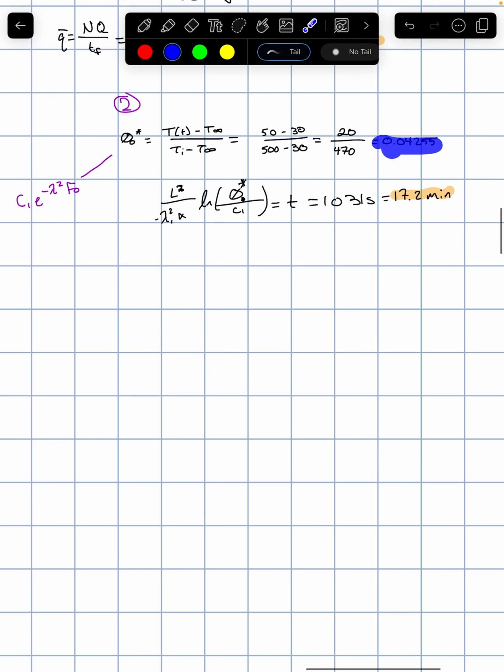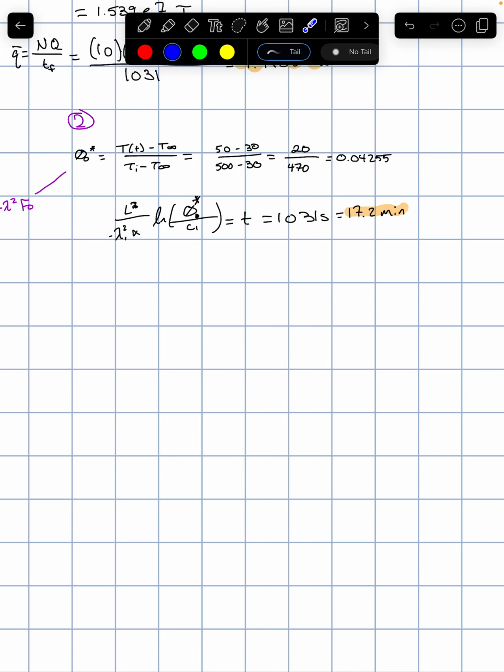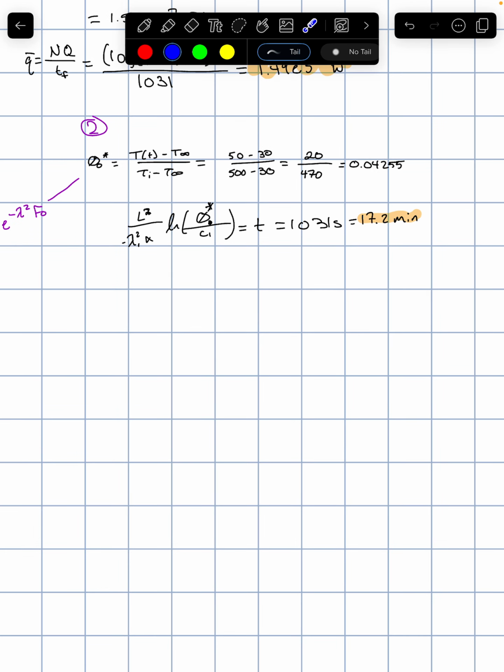Then using that number, as well as knowing C1 and lambda 1, we calculate for the Fourier number. And then directly back out time from the Fourier number equation, which I kind of did in one step here. So I got time is equal to about 1,031 seconds, or 17.2 minutes.